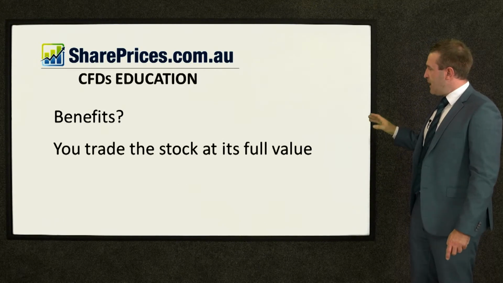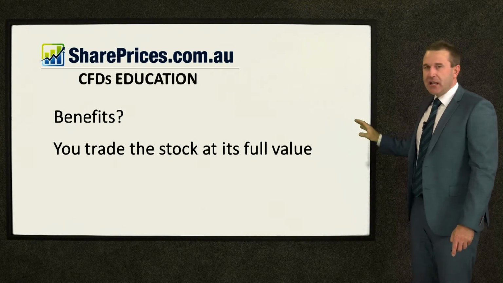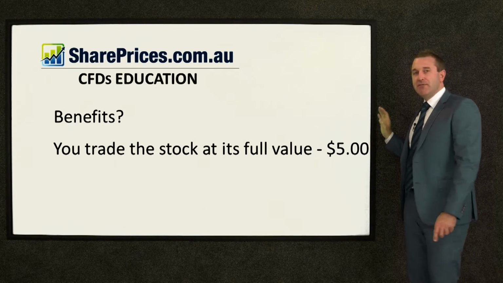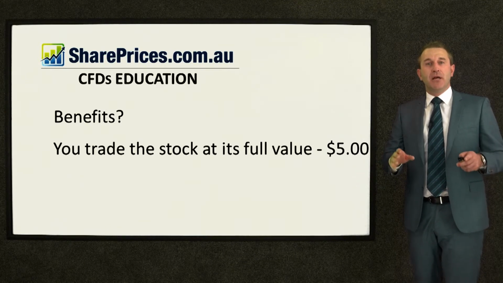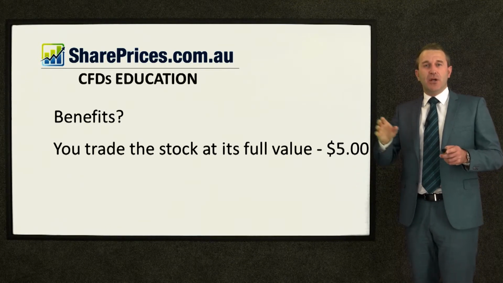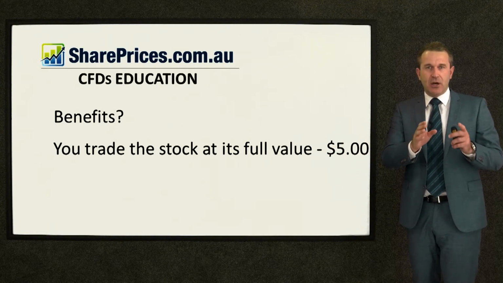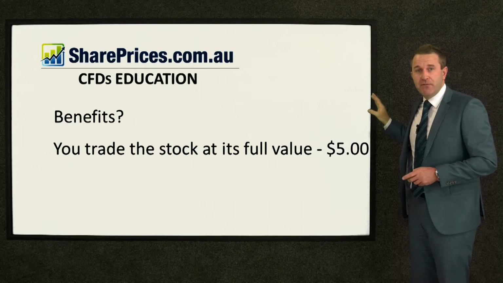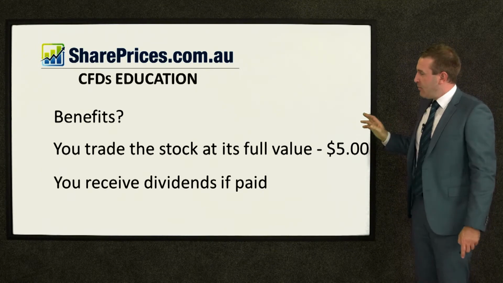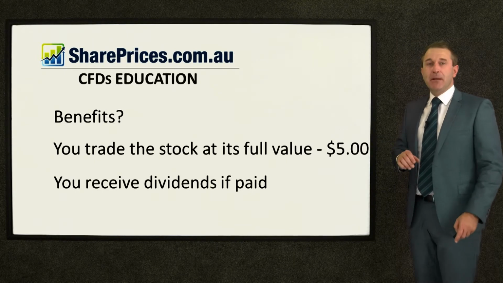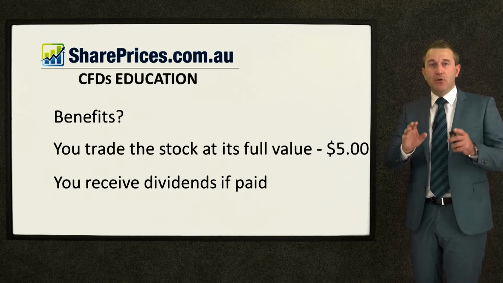Well, you get to trade the stock, this is back to CFDs now, with the full value. And that full value is the $5 share. You don't just get a 10% ownership of it, you get full ownership, like the $500,000 house. You only put down the deposit, but it's still your home as a $500,000 home. The share is still your $5 share. When it goes up, you get the full benefit. And one of the other benefits is if the company pays a dividend while you hold it, even though you've only put down some of the money, you get the dividend as well.